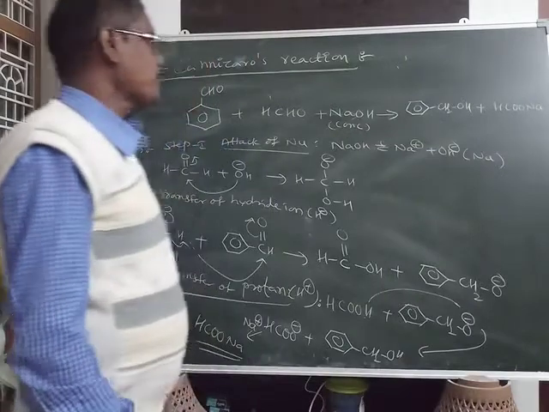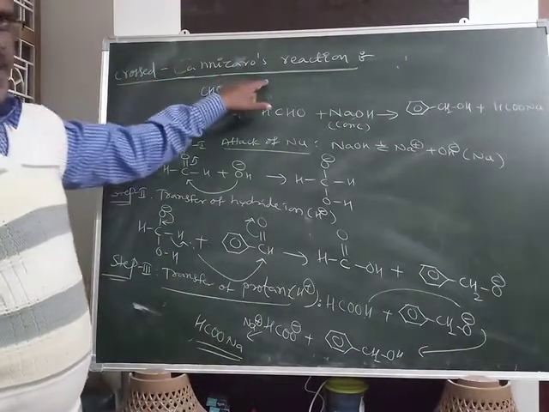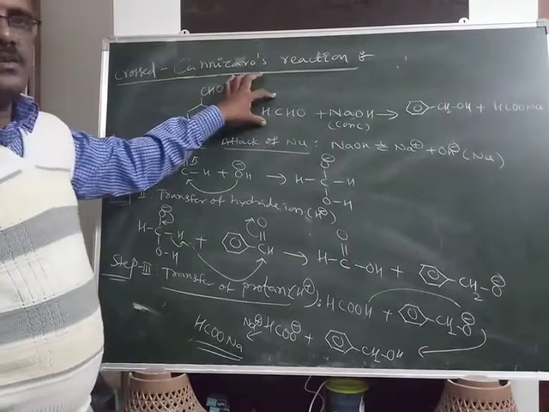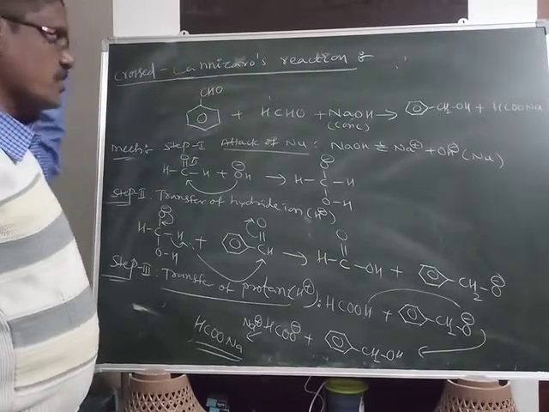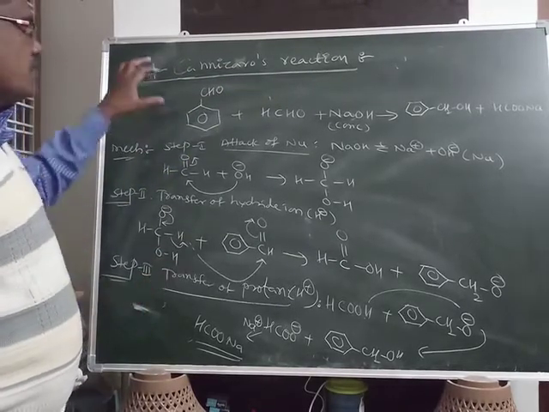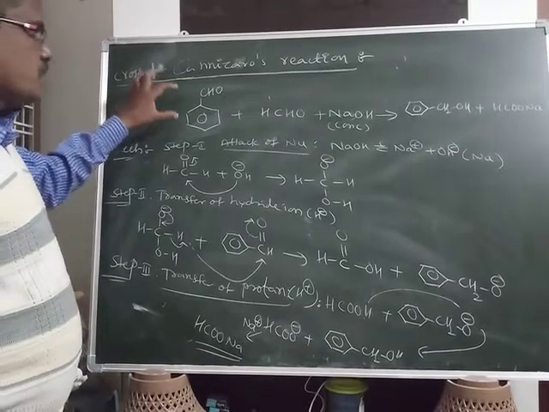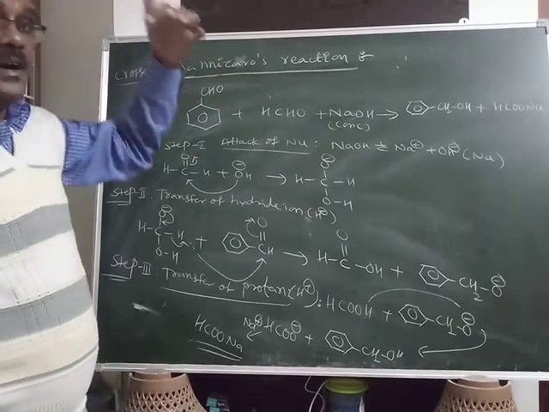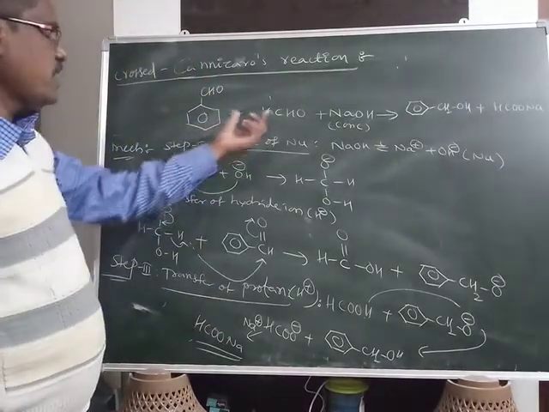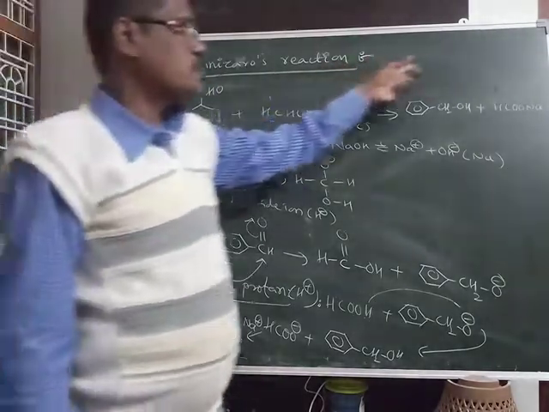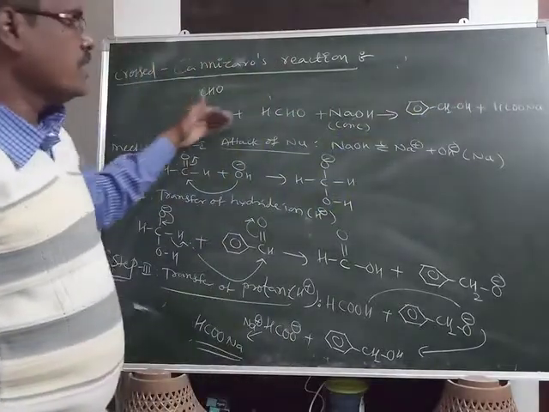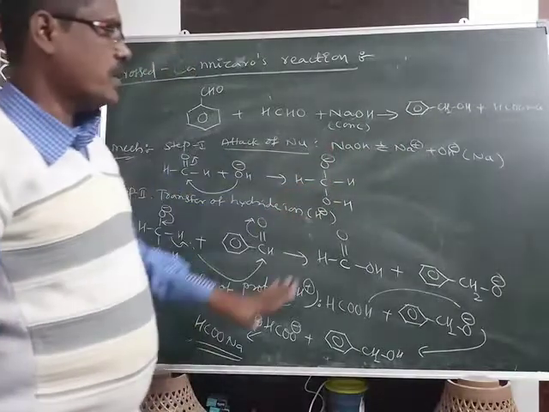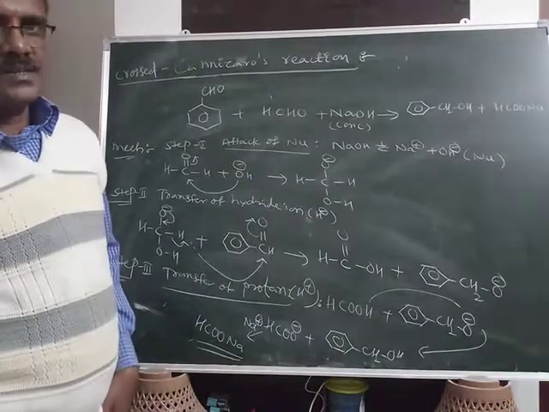So this is the crossed Cannizzaro reaction. The Cannizzaro reaction between two different aldehydes is called the crossed Cannizzaro reaction. In this reaction, which one oxidizes and which one reduces depends upon the reactivity. The highly reactive one is involved in oxidation and the less reactive one is involved in reduction. This is very, very important. Okay, thank you. Today's class is completed.